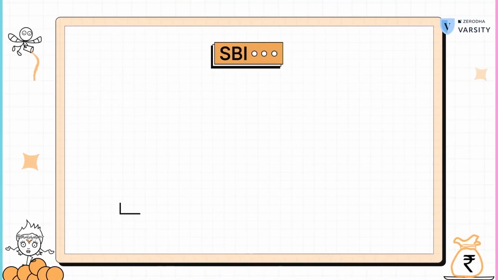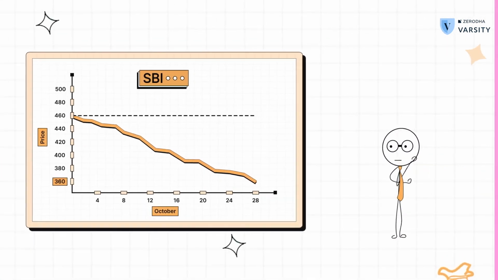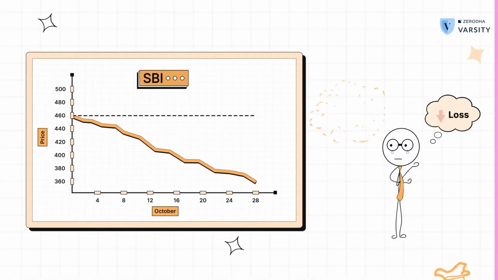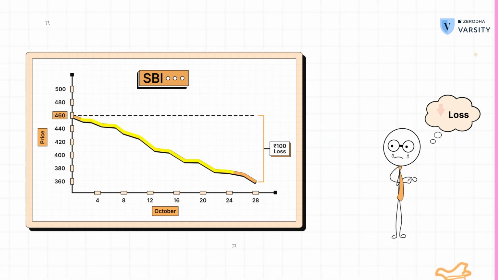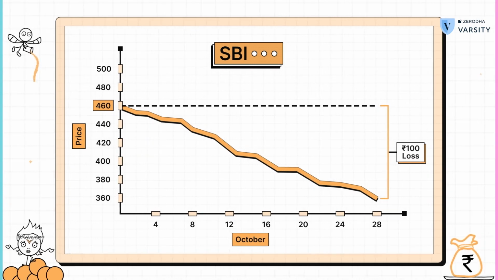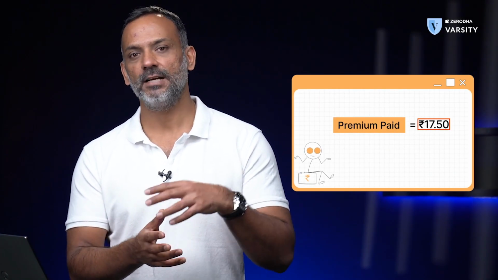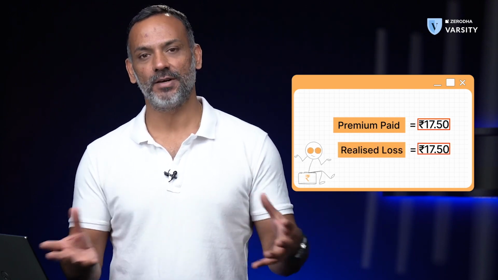The third outcome here is that the price of SBI actually drops. Let's assume it drops to 360. What do you think is likely to happen? Well, clearly there is no point in me exercising my right to buy SBI at 460 when I can actually buy the stock at a much lower price in the open market. Therefore, I'll forfeit my right to buy the option, which further implies that the premium that I've paid will just get flushed down the drain. So again, the loss is 17 rupee 50 paisa.